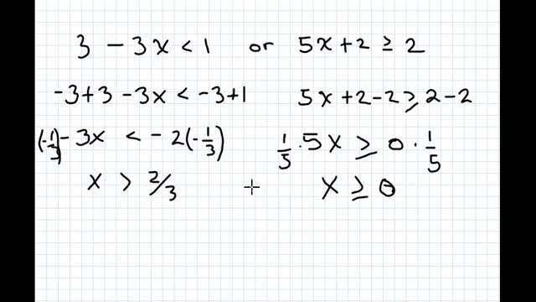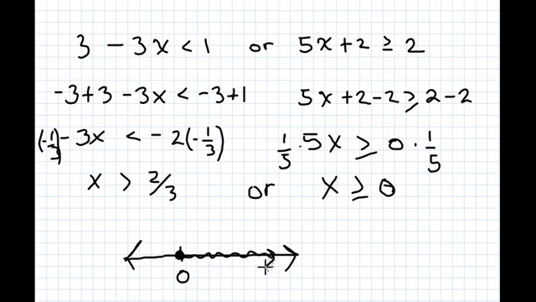Now remember, we have an or sign, or we have an or. I don't know about the sign, but we've got an or here. So we have x is greater than 2/3, or x can be greater than or equal to 0. Just by drawing a number line out, I'm going to label 0 here, and remember it includes 0, so we're going to fill it in there, and it's everything greater than 0.